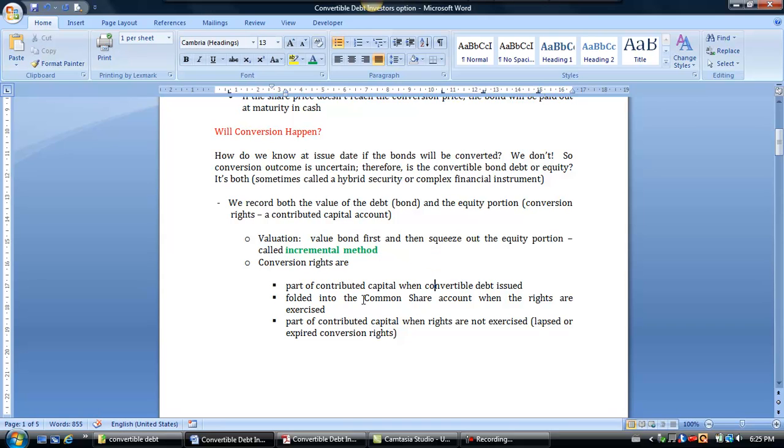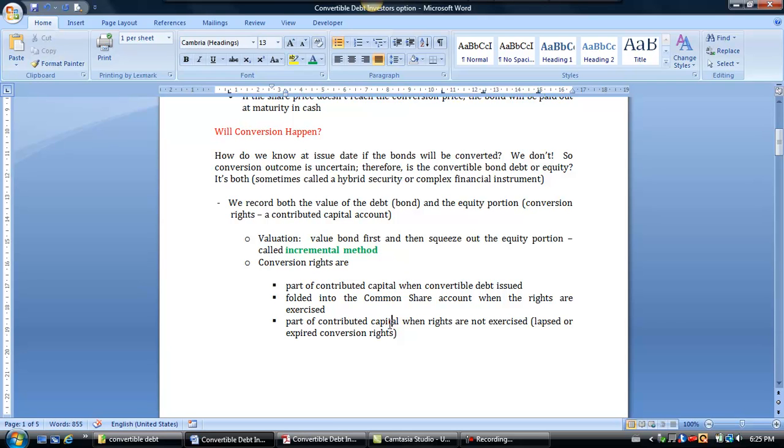When the convertible debt is actually converted, so when those rights are exercised, then your conversion rights really get folded into the common share account, because you're going to debit or reduce those conversion rights and issue the shares.